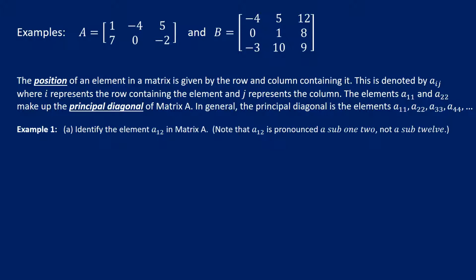So we're going to identify the element A sub 1,2 in matrix A. So we want the element that is in row 1, but in column 2. So row 1, we have 1, -4, 5. So the element A1,2 is -4.